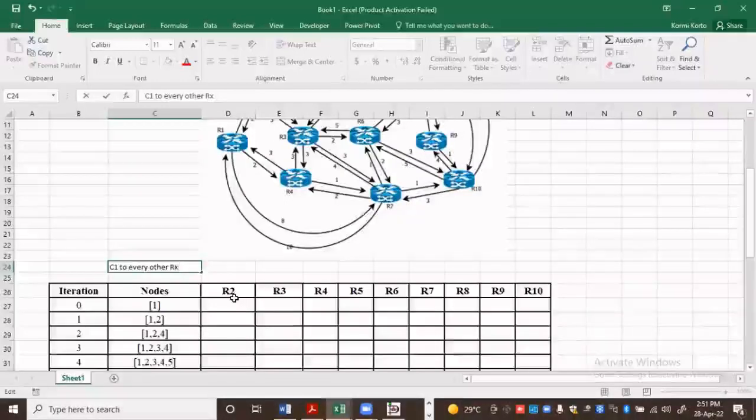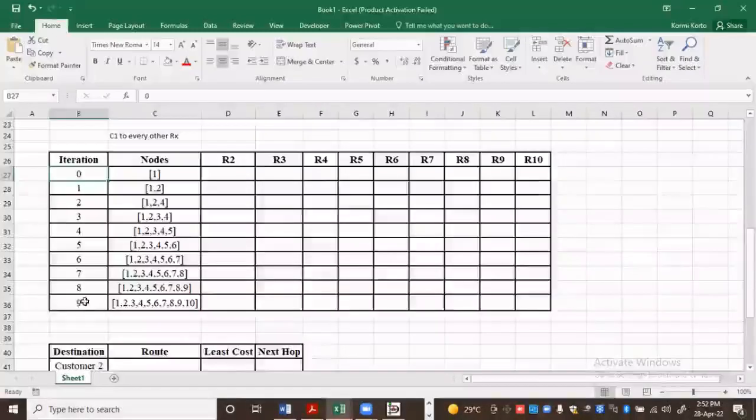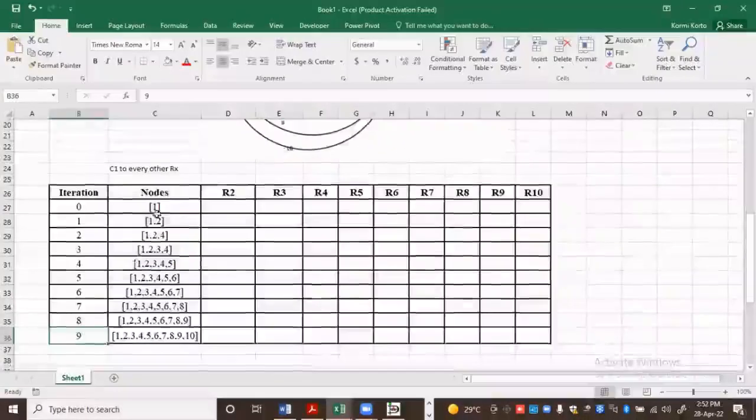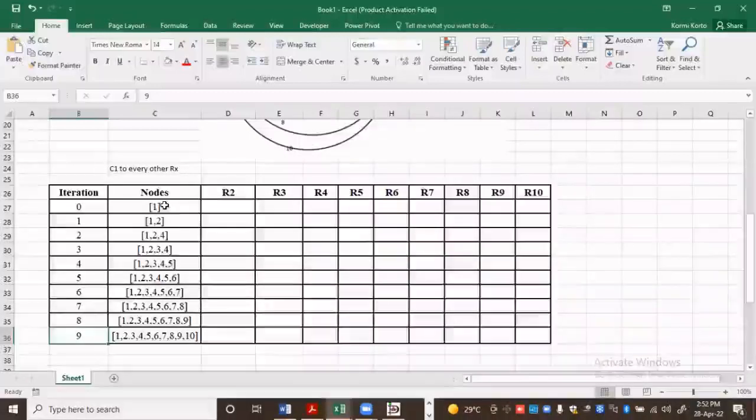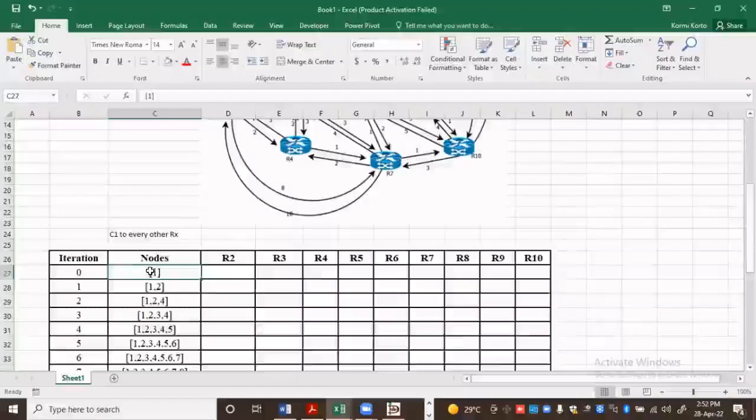So anyways, indicating all this, the iteration starts from 0 all the way up to 9. And then the nodes: you have node 1, which is router 1, and the second iteration, if you're counting from zero, will be 1 and 2, so router 1 and 2. The concept here is, if we're using only one router to move packets across the network, what are the various nodes or routers you can forward packets to?